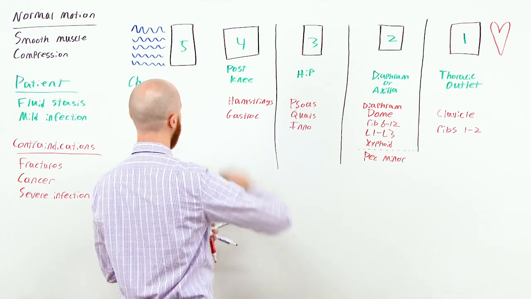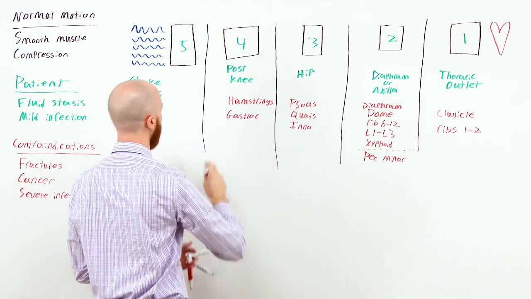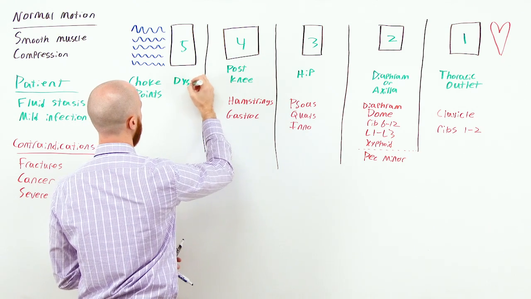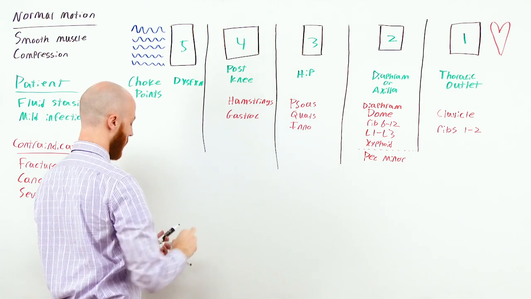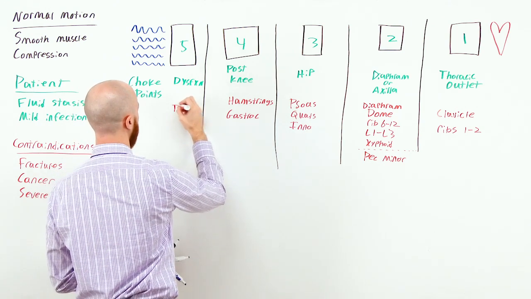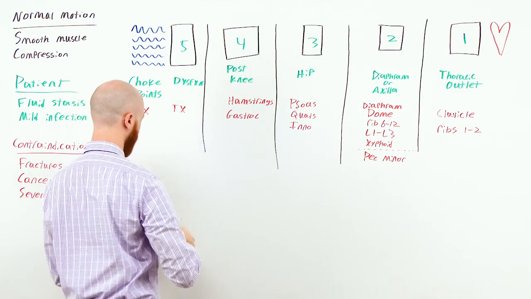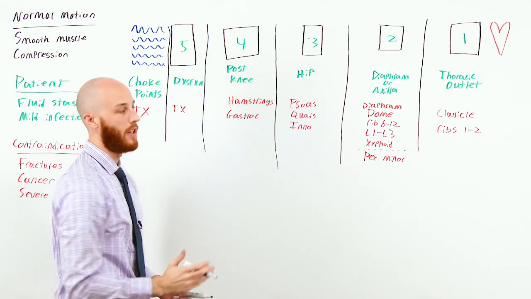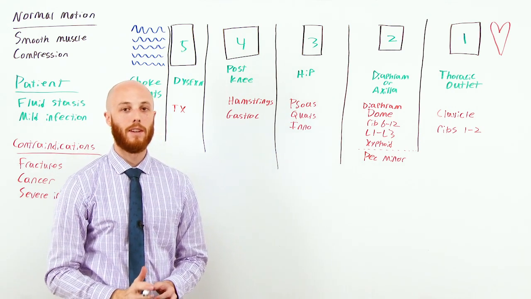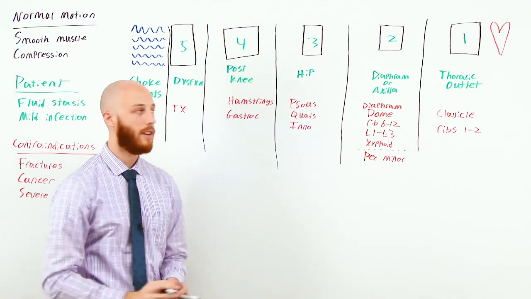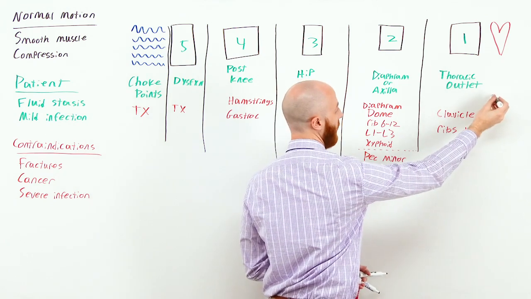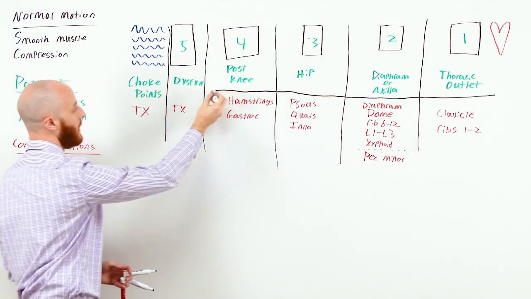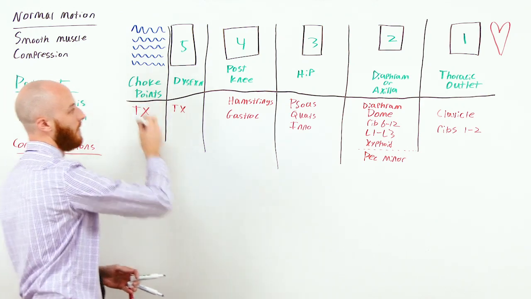Now what about the final choke point? The final choke point is going to be whatever the distal dysfunction is. And how are you going to treat it? You treat whatever the dysfunction is. So no matter what the dysfunction is, if you're treating the lymphatic system, you always have to follow the flow. You always start at the thoracic outlet. Then you move to the diaphragm or axilla. Then you move to the hip. Then you move to the posterior knee. And then you do the distal dysfunction.